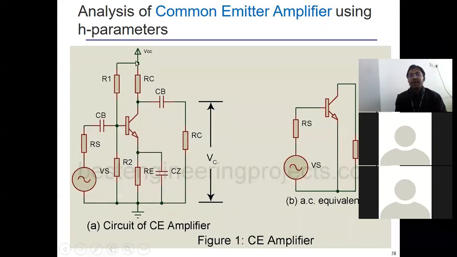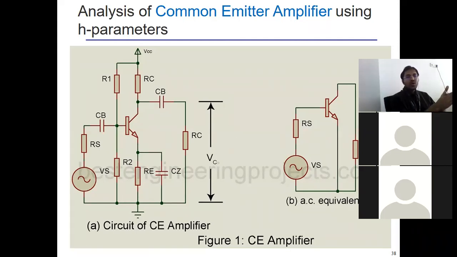This part is for biasing. Why biasing? For the transistor to act as an amplifier, it should be operated in the active region, preferably in the center of the active region. To keep the transistor in the center of the active region, this part of the circuit will put the transistor there. Once it is in the center of the active region, you give input here, then it will amplify the output. That is how it works.